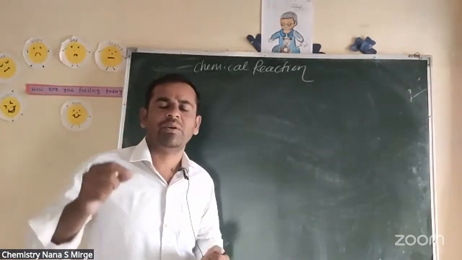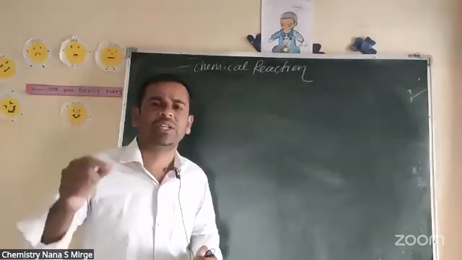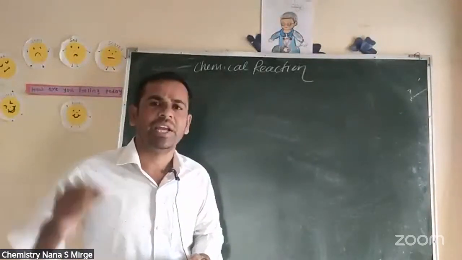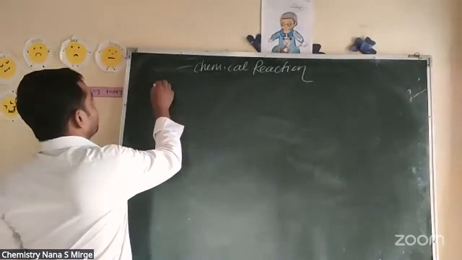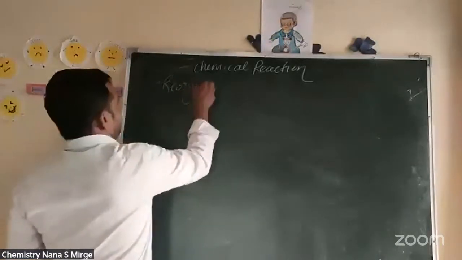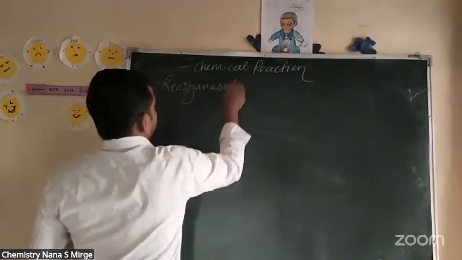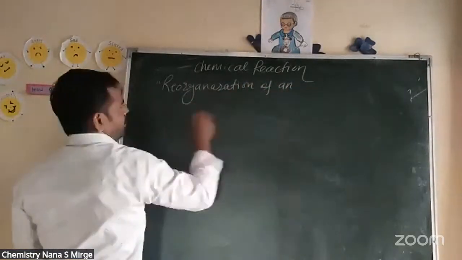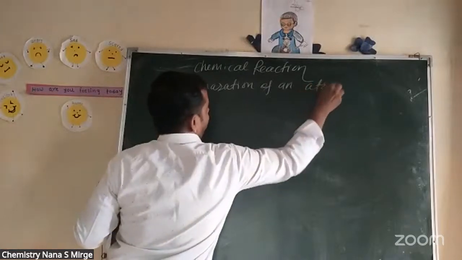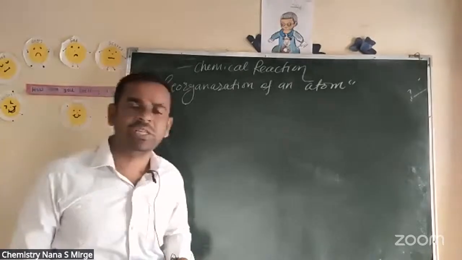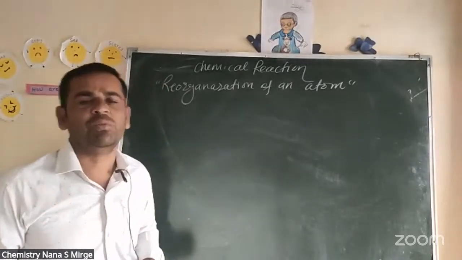You define the chemical reaction in a simple way. How can you define the chemical reaction in a simple way? Just you can say it is the reorganization of an atom. It is the reorganization of an atom, means old bonds are broken and new bonds are formed.